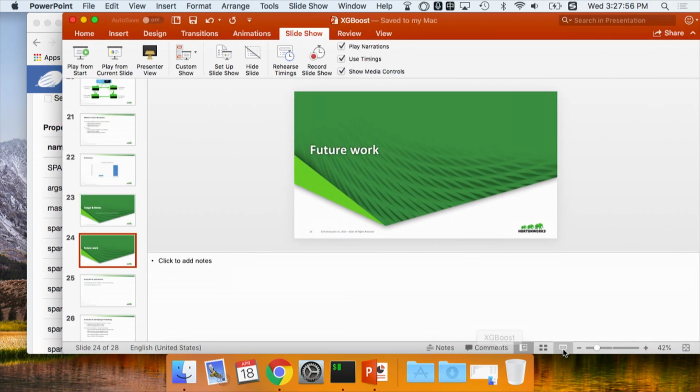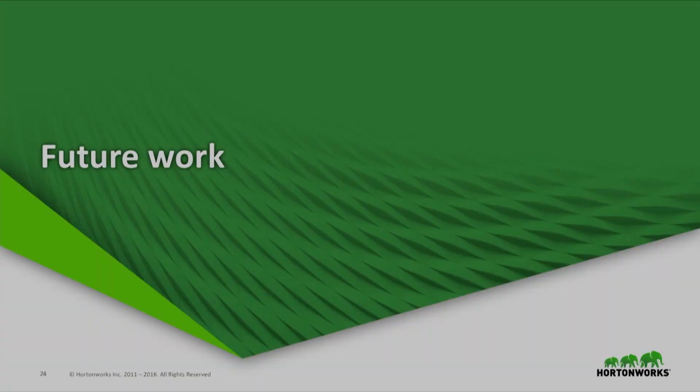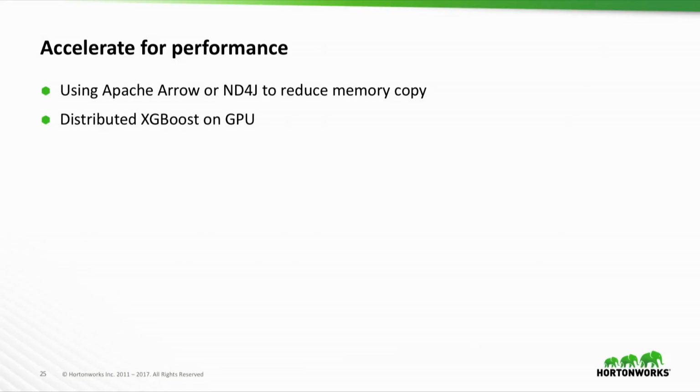Let's finish the job. When we finish the demo, let's talk about the future work. Two pieces of work are underway. The first is we will use Apache Arrow to reduce the memory copy between the Spark and the native XGBoost memory space. Another candidate solution is ND4J, which is used for Deeplearning4J. It can directly access native memory space and doesn't need to copy it. We would prefer to use the Apache Arrow solution.